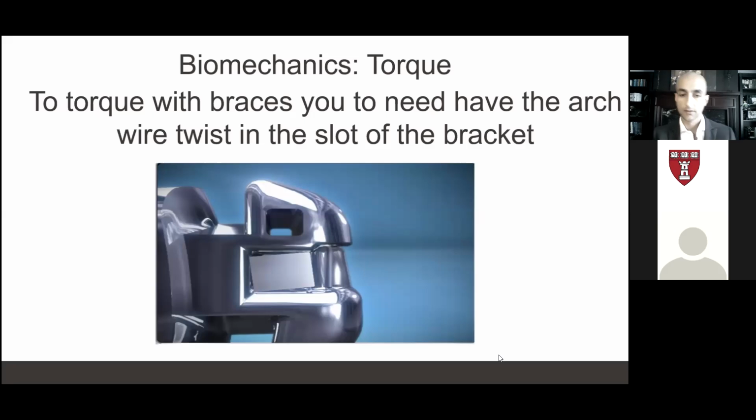Thanks. Appreciate it. Great. Okay, so just continuing on the biomechanics here and talking about torque. Torque, of course, is twist, and with fixed appliances, it can be a stubborn movement. It's important that we understand that we compensate our fixed appliances for the difficulties of torque.